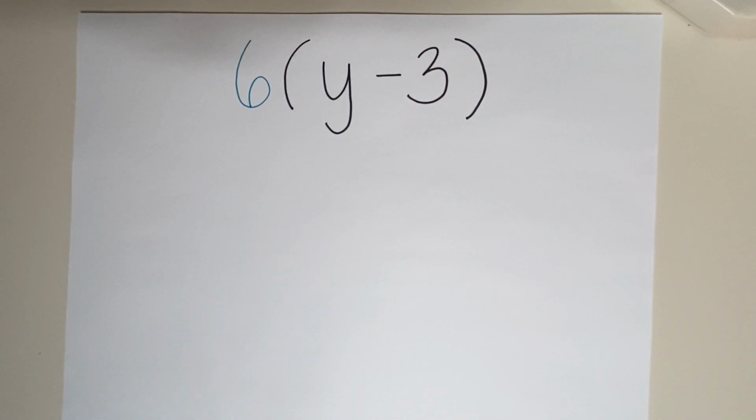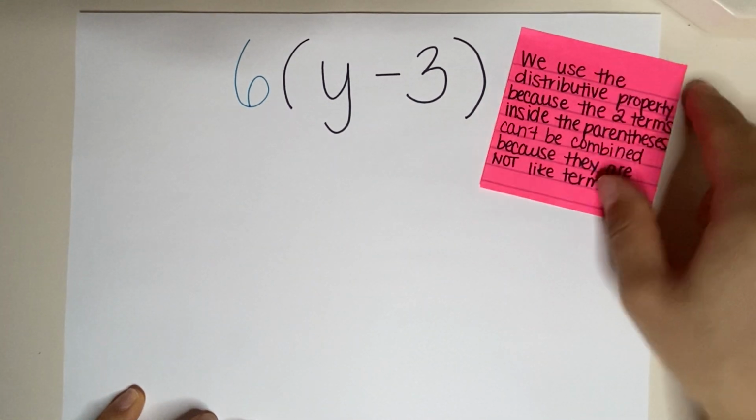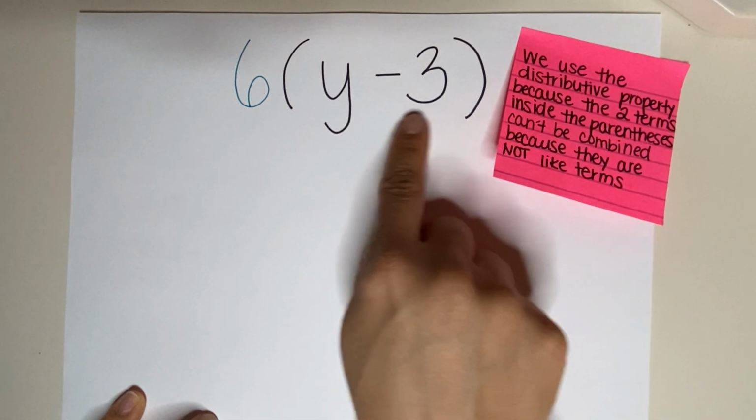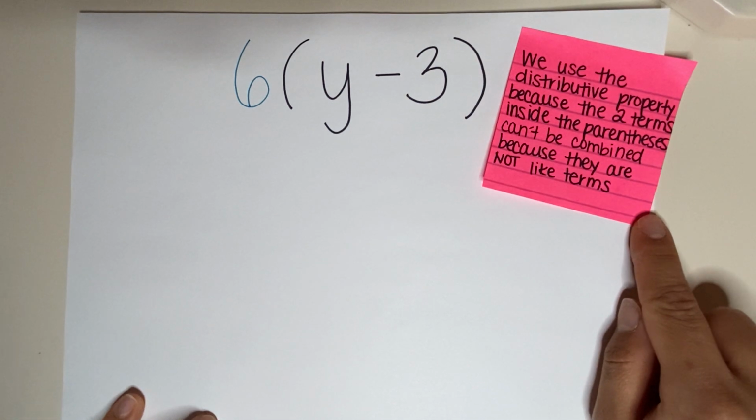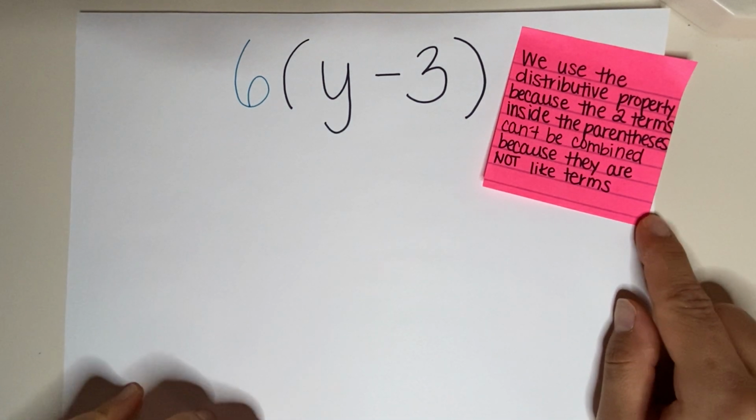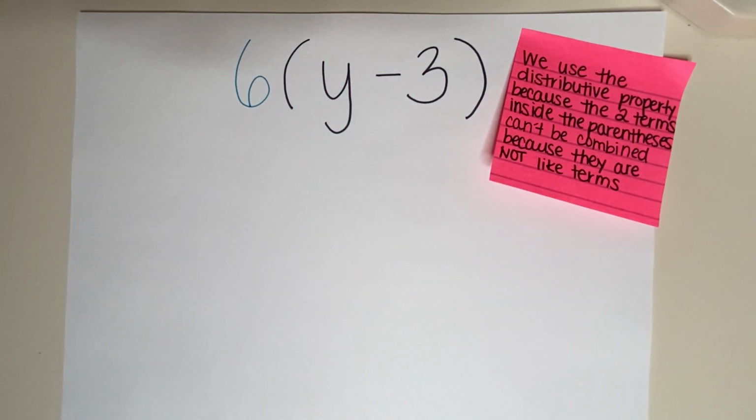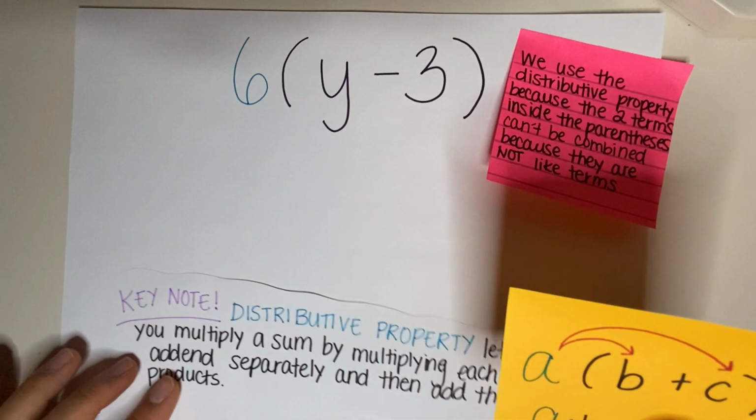Here's our next example. We have 6 being multiplied to y minus 3. And I know I need to use the distributive property here because the two terms inside the parentheses can't be combined, because they are not like terms. So I need to use the distributive property.